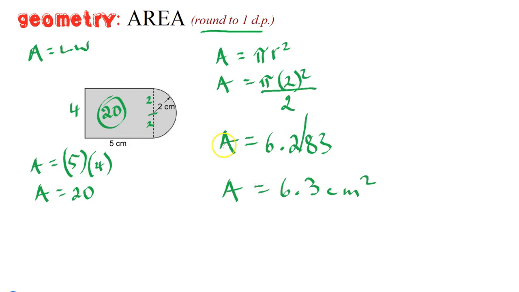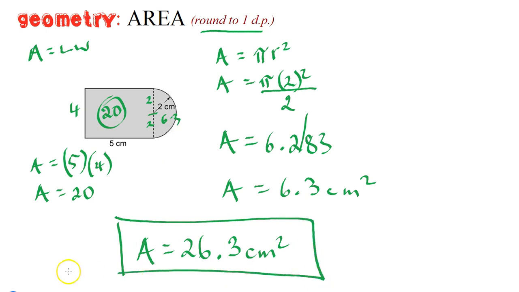And so this here is 6.3, so 20 plus 6.3. So the final answer is area equals 26.3 centimeters squared, finished.